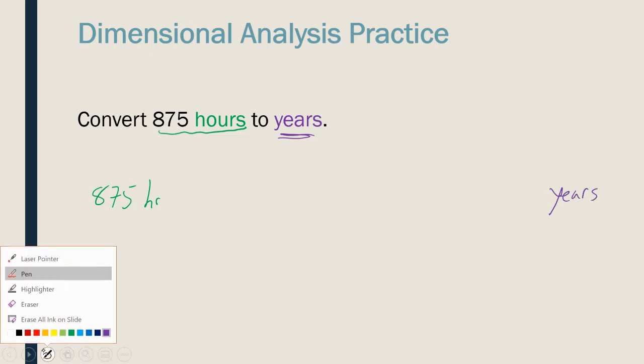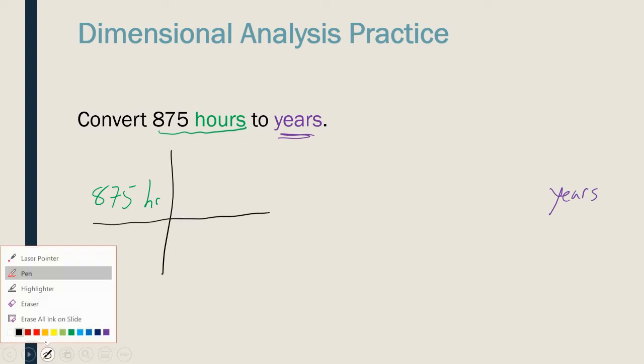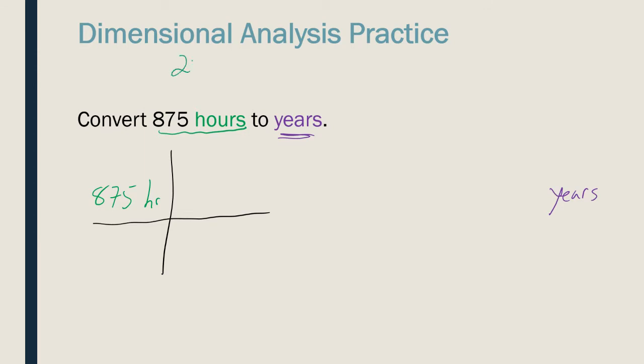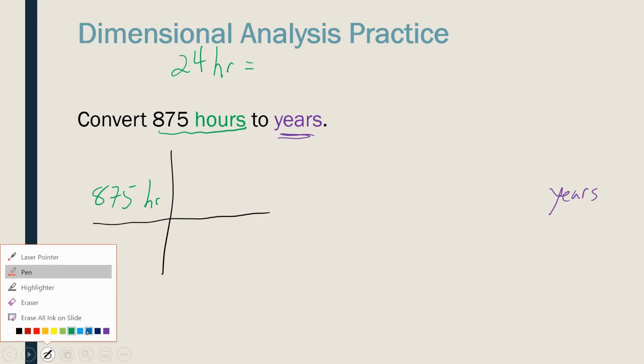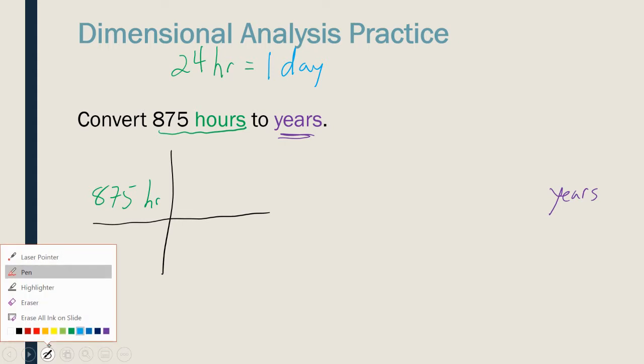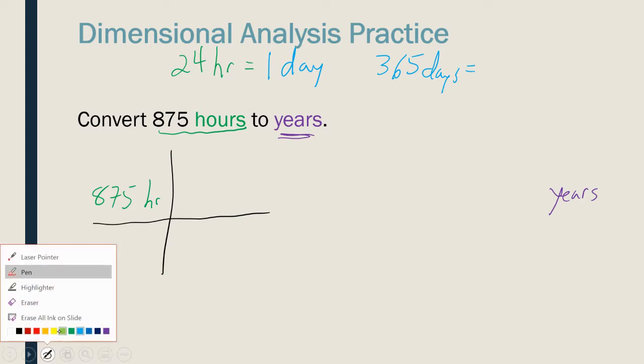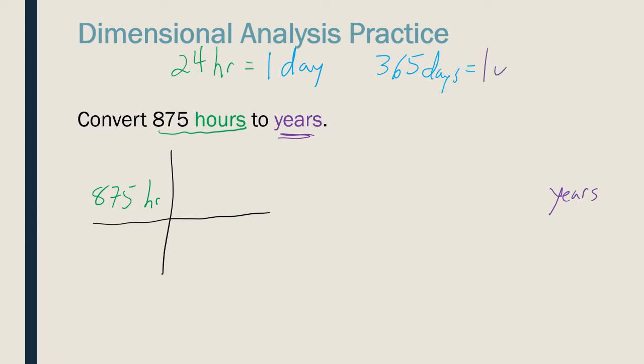So we're going all the way here. And in order to do this, we want to have some conversions for this to happen. Here are the conversions we know. We know that there are 24 hours in a day. And then we also know that there are 365 days in a year. Even though you kind of do this in your head, it's important that you use this method to figure this out.